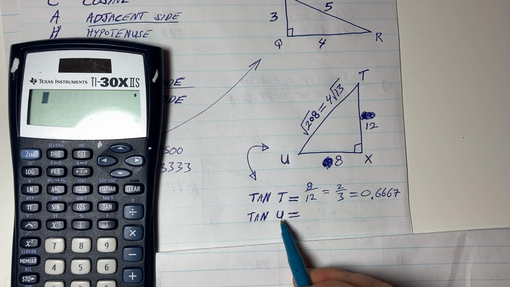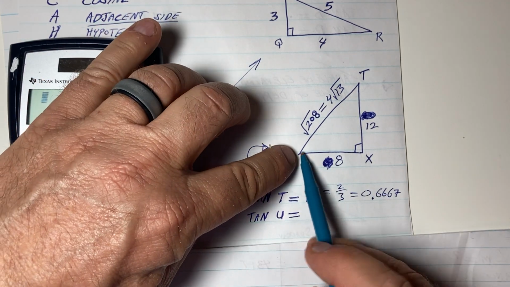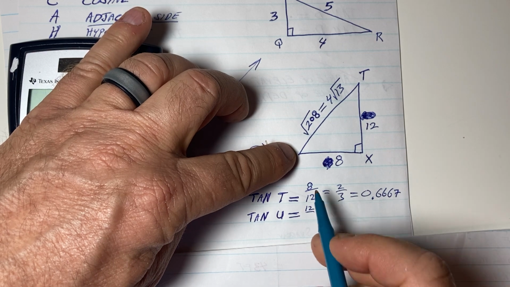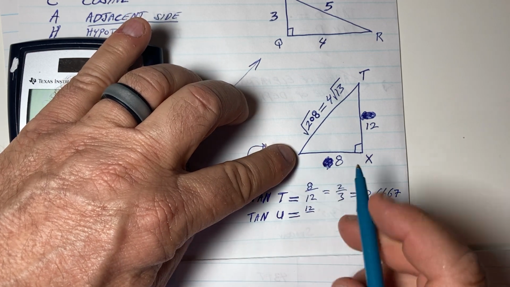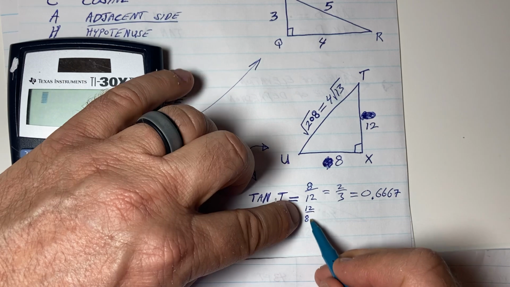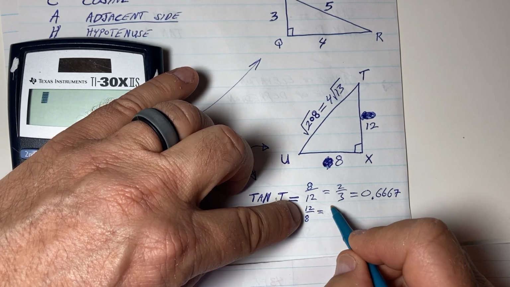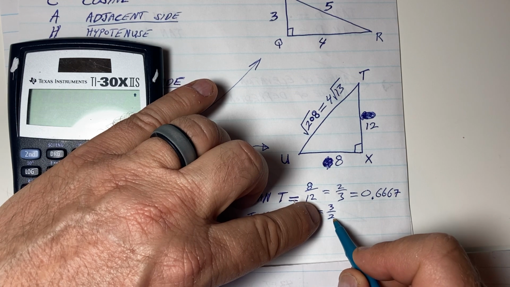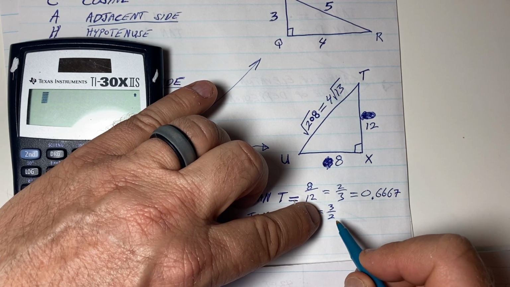Okay, tangent of U. Here's the letter U. Side opposite that is 12. Side adjacent to that is 8. Simplify that fraction, so that would be 3 over 2. Do not write it as 1/2. 1.5. Do not write it as 1/2.